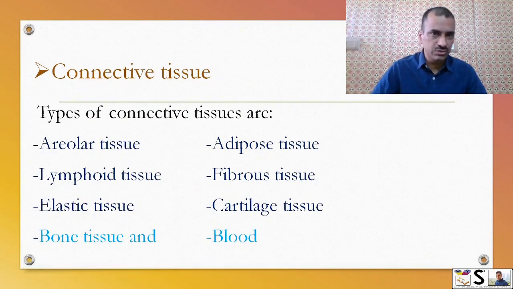Now, types of connective tissue. A lot of connective tissues are there in our body: areolar connective tissue, adipose tissue, lymphoid tissue, fibrous tissue, elastic tissue, cartilage tissue, bone tissue, and blood tissue. Bone and blood are also connective tissue, but we will study them separately in the skeletal system and in the circulatory system. So in this we will continue to study these 6 connective tissues from areolar to cartilage.